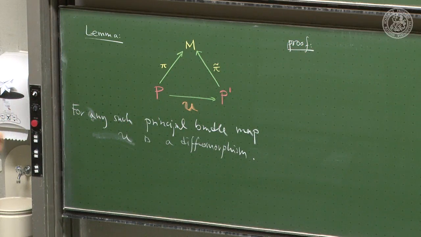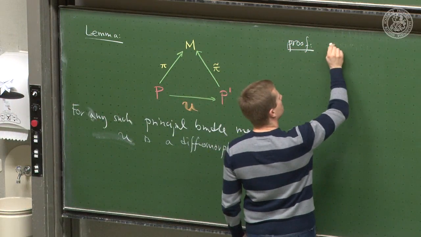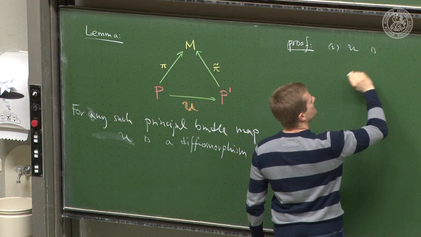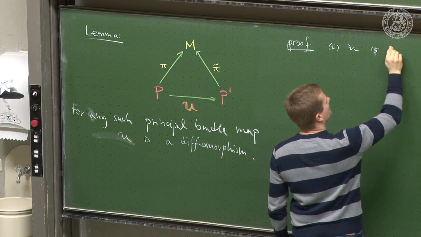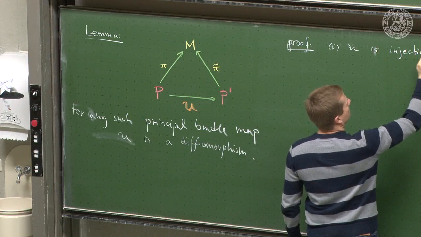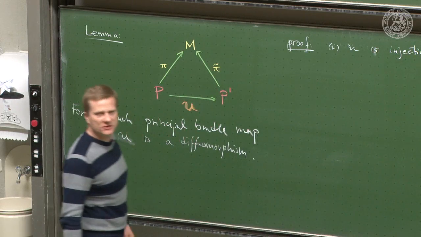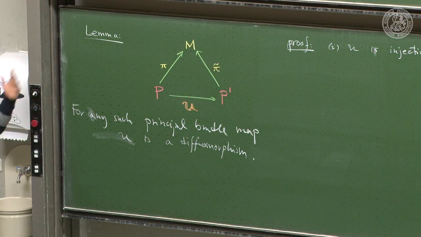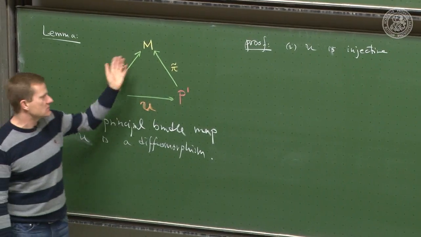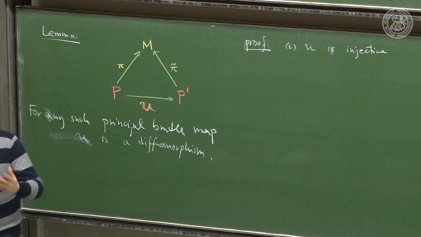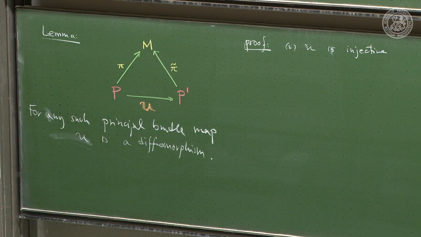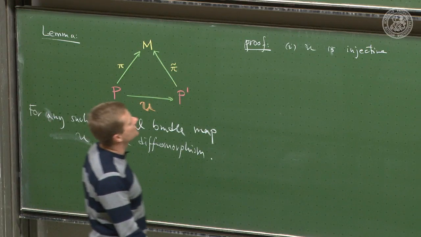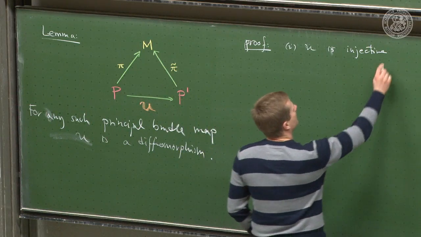So what do we need to show? We need to show that U is injective, and then we show that U is surjective, and then one can also investigate whether all the constructions preserve the smoothness, and that will also be the case. But if it's injective and surjective, it's invertible, and then the rest follows. So the interesting part is that U is injective.